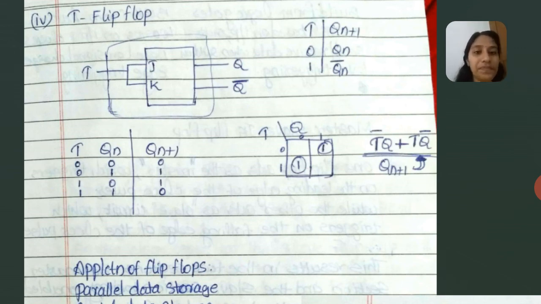The input is single here, so you have to provide the value to J and K. You are not using a negation operation because J and K should be 1 for the purpose of toggling, that we studied in the JK flip-flop section. So if you are giving T as 1, then J and K will be 1. If you are providing the J and K value as 1, the JK flip-flop will do the toggling operation. This is why we are using JK flip-flop as a base for the T flip-flop. You can expect a question like that.